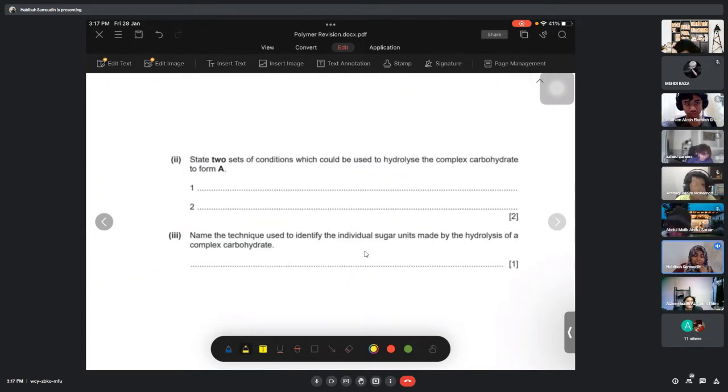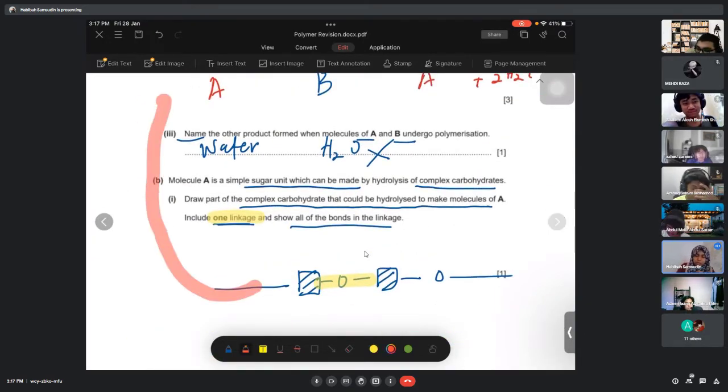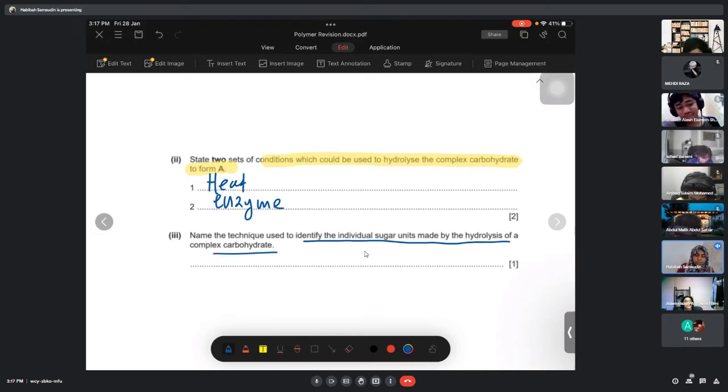Okay, state two sets of conditions which could be used to hydrolyze complex carbohydrate to form A. Now from carbohydrate we want to go to A. What conditions are needed, class? You need heat, and then you need enzyme. I had high temperature and slightly acidic or basic, and then I changed it to enzyme instead of high temperature. It's okay as long as you have heat and enzyme, 2 sets.